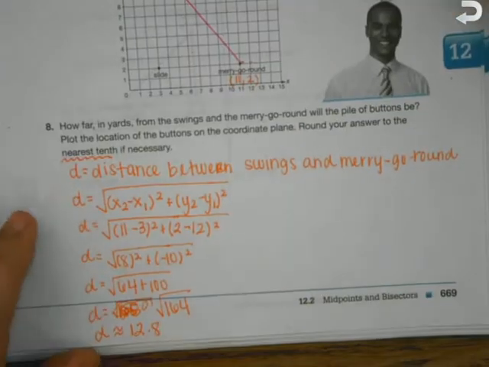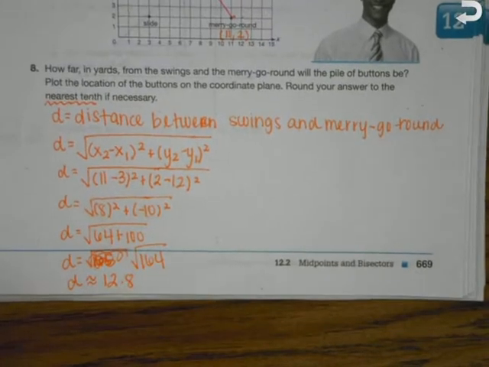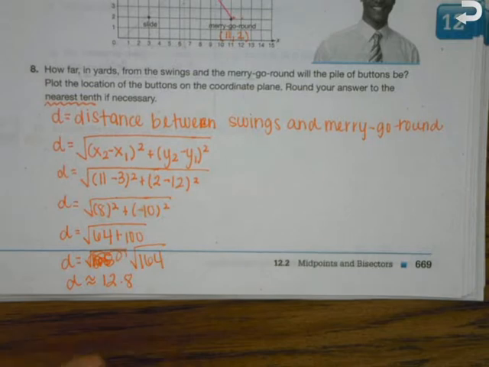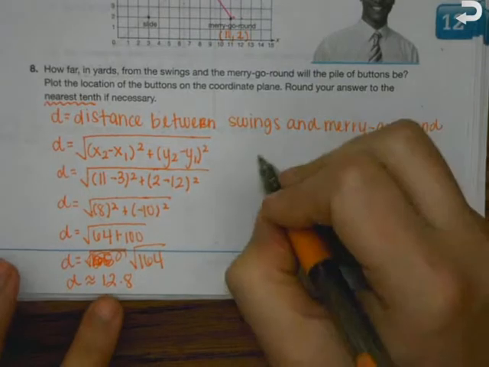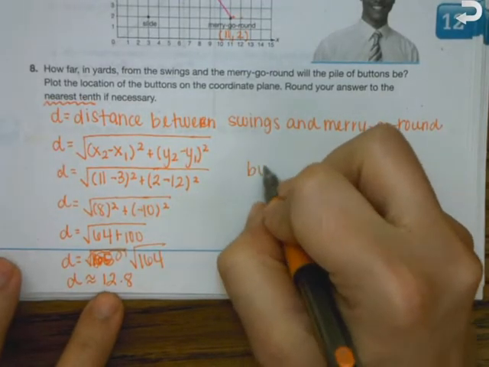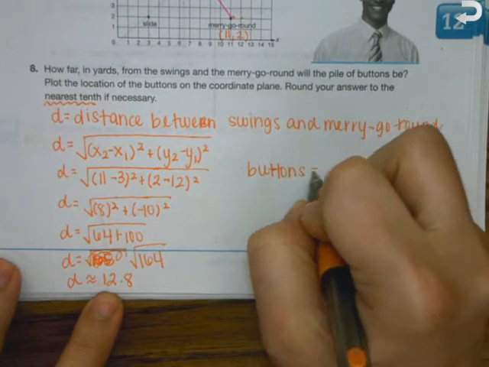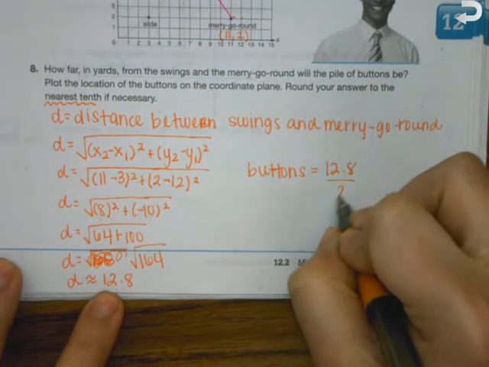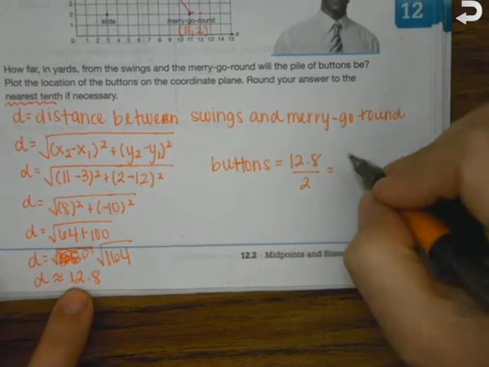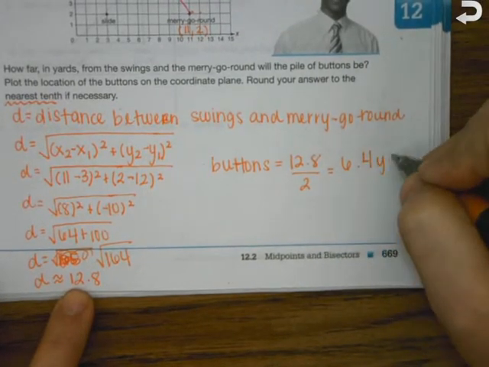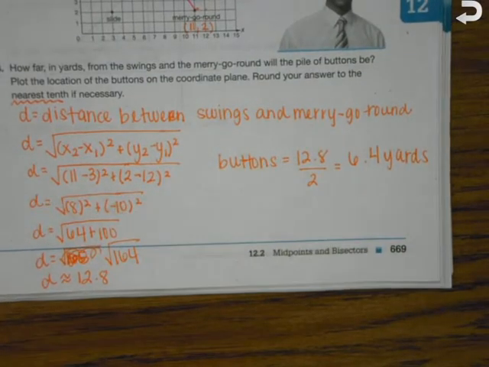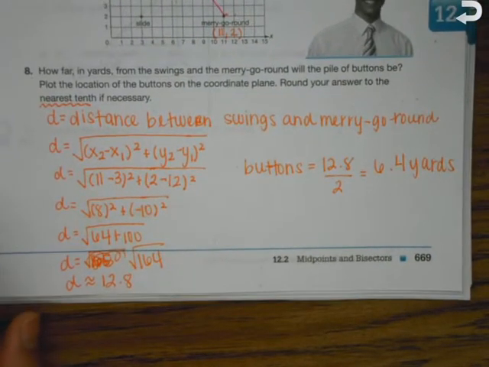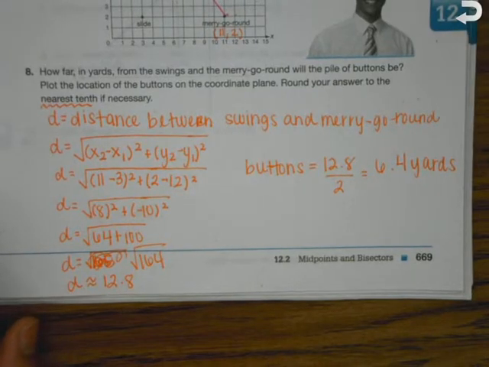So how would I find the distance that I want to put the, what are we putting out? Buttons. How would I find the distance of the buttons then? Divide by 2. So the distance between the buttons, so let's say buttons equals 12.8 divided by 2, which should give us what? 6.4 yards. Okay? So that's all they want us to do.